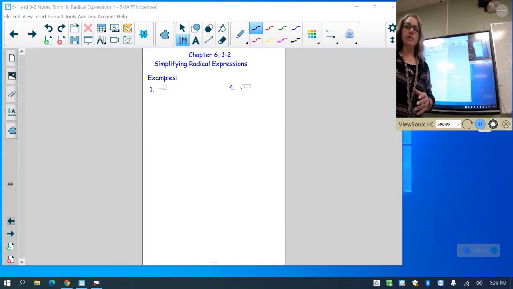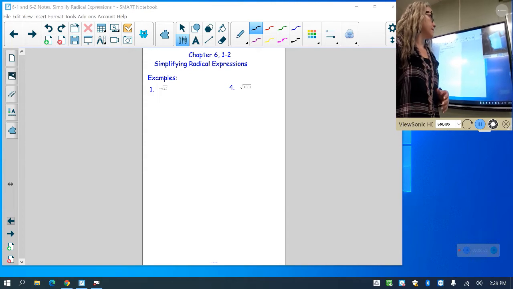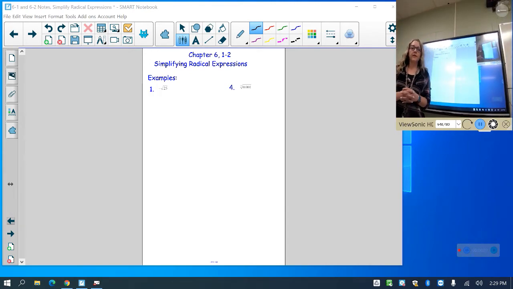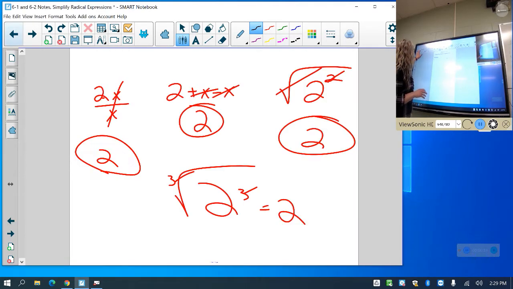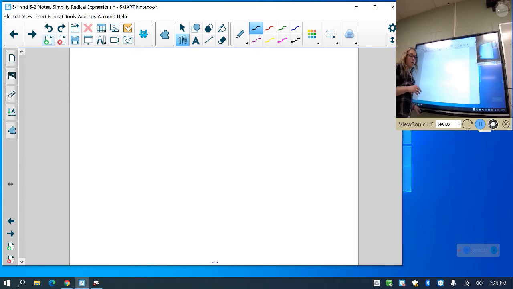Okay, so today we're going to talk about how to simplify radicals. But before we do that, we have to understand what a radical is. So I'm going to explain that first before we even get started, okay?